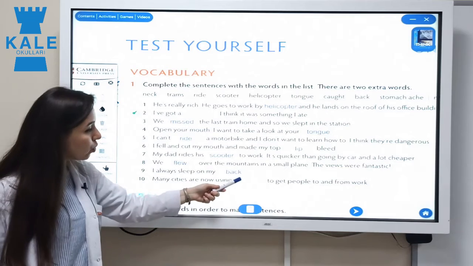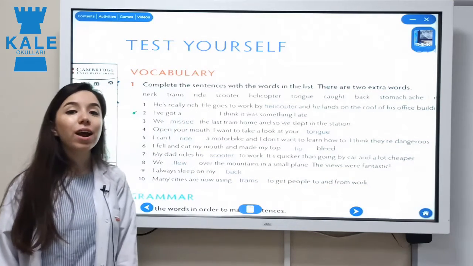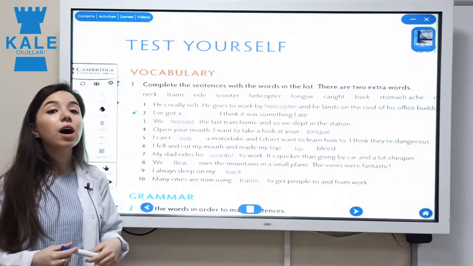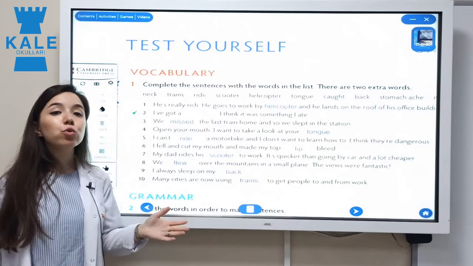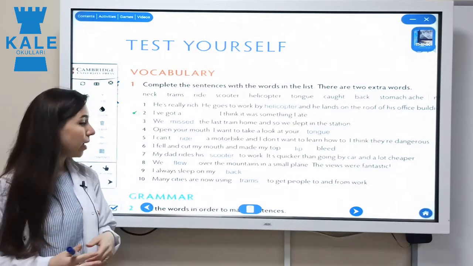Many cities are now using trams to get people to and from work. Trams, yes, because a tram is one of the easy ways to move people from one part to another part. Yes, from one direction to another direction.